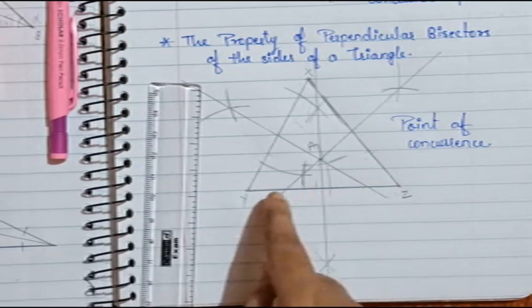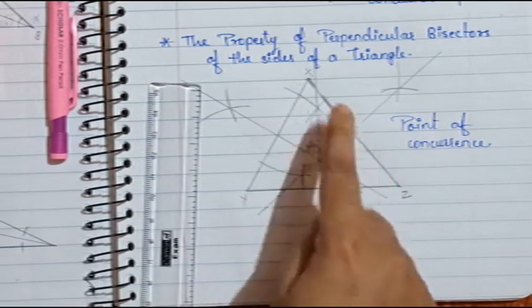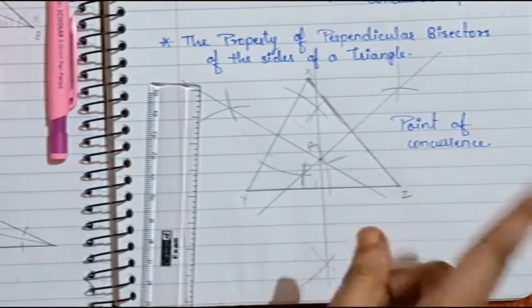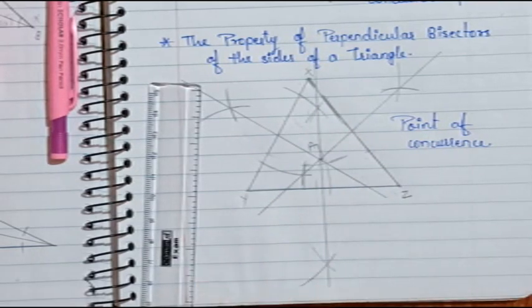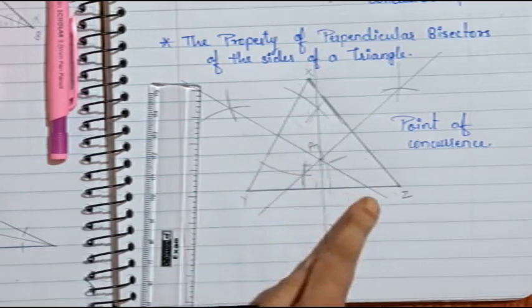Okay, now I hope that you all have understood how to bisect the sides of the triangle. Is that clear? Now in the earlier part, that is in the property of the angle bisectors of a triangle, in that we bisected the angles of the whole triangle. Okay, and in this part we bisected the sides of a triangle, that is in a perpendicular way.